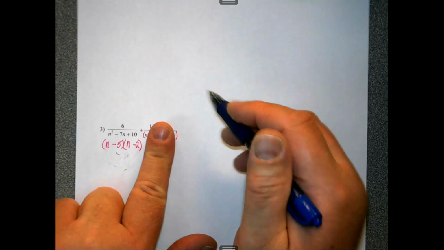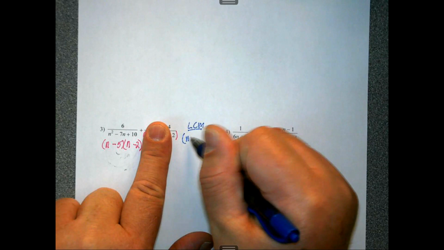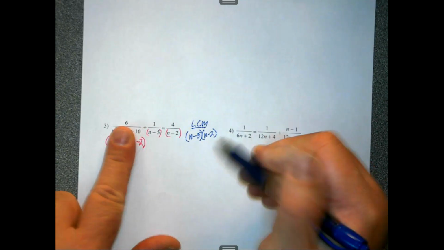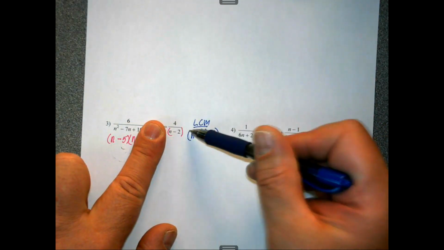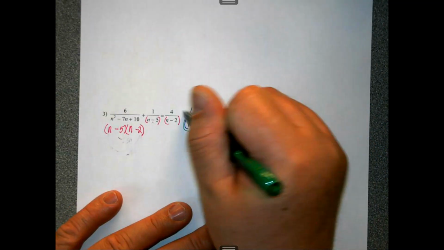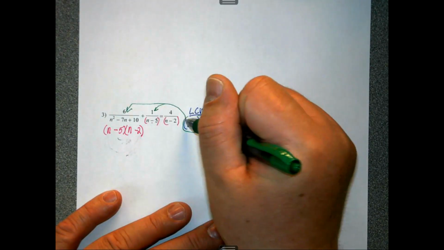Because in this fraction, I need an n minus 5 and an n minus 2, right? In this fraction, I need an n minus 5. I already have it. N minus 2, I have that too. So there we go. So then I need to distribute this, right? There's really no way to make this any easier. Yeah, we have to distribute.